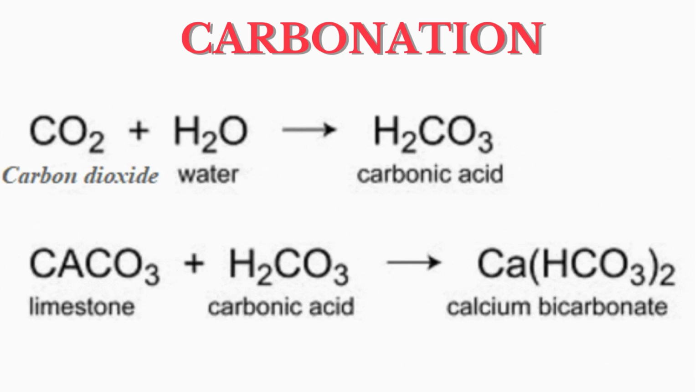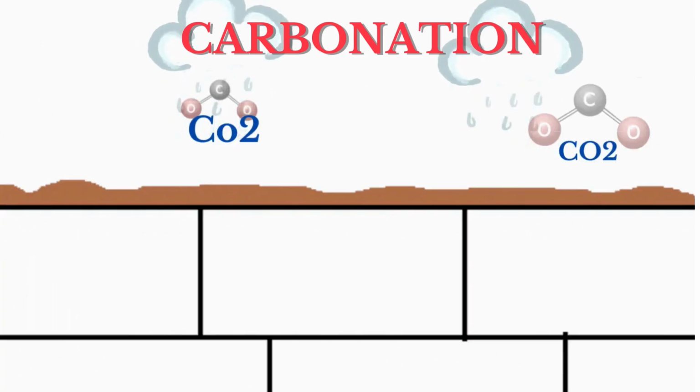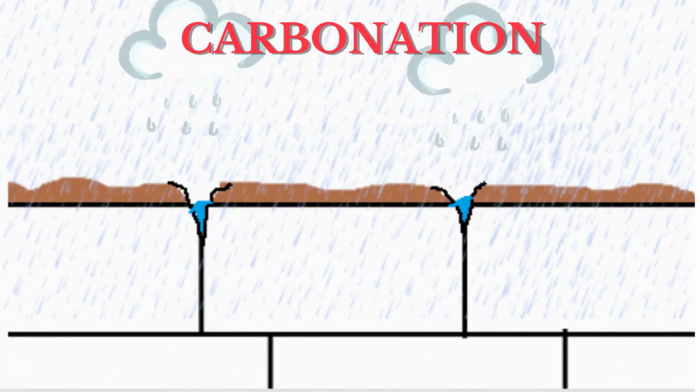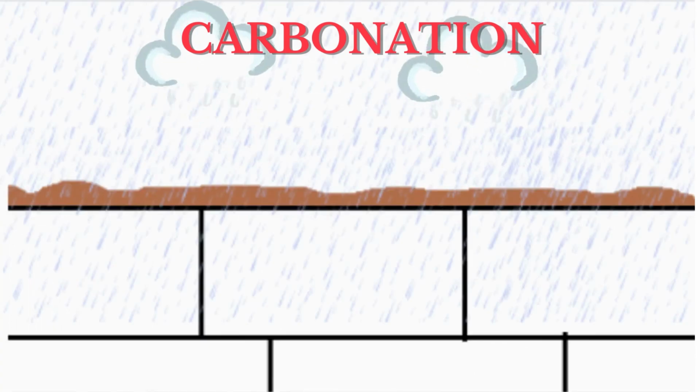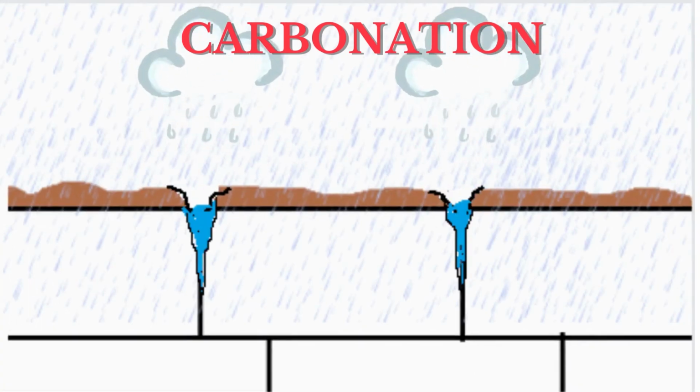The areas of weaknesses provide easy routes for the water to travel and are therefore the main areas where carbonation is concentrated.